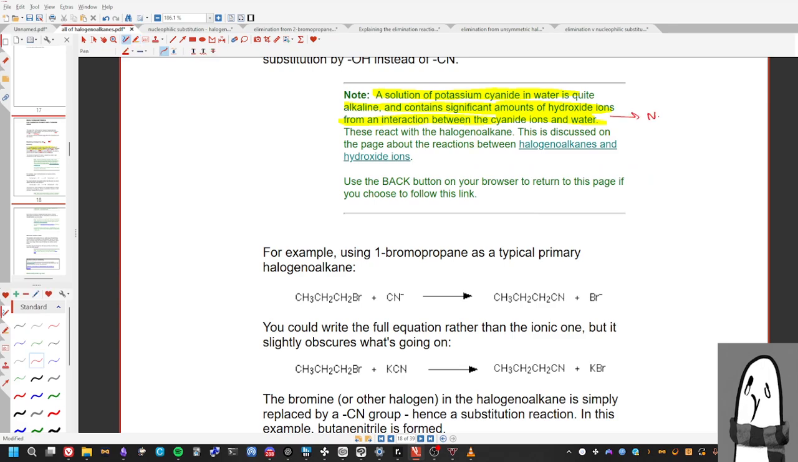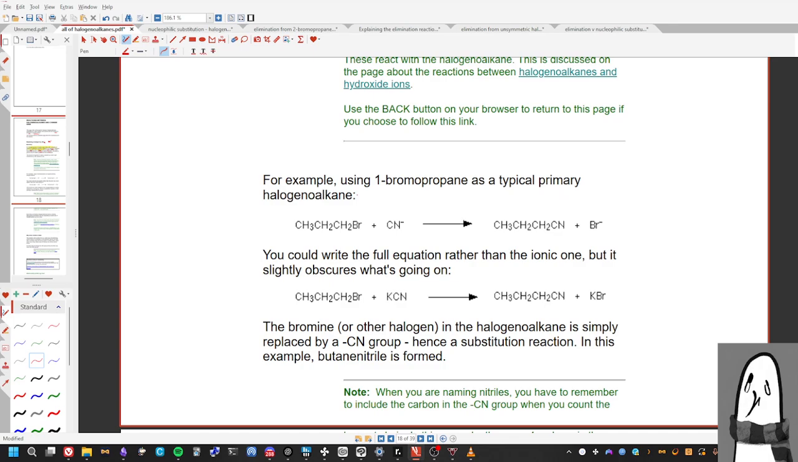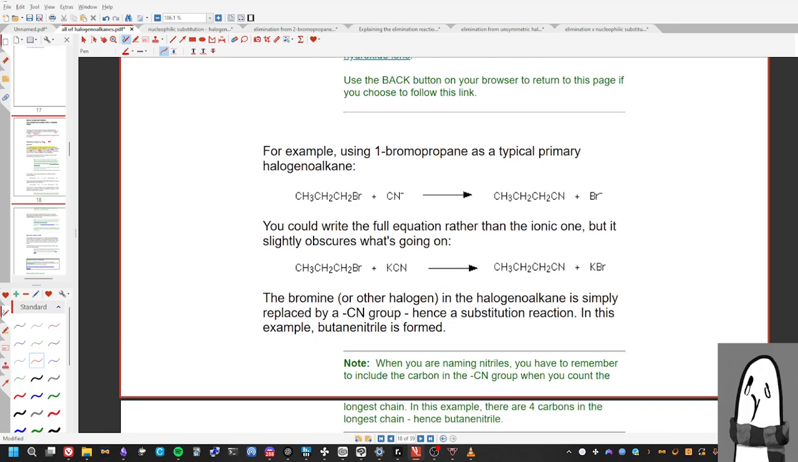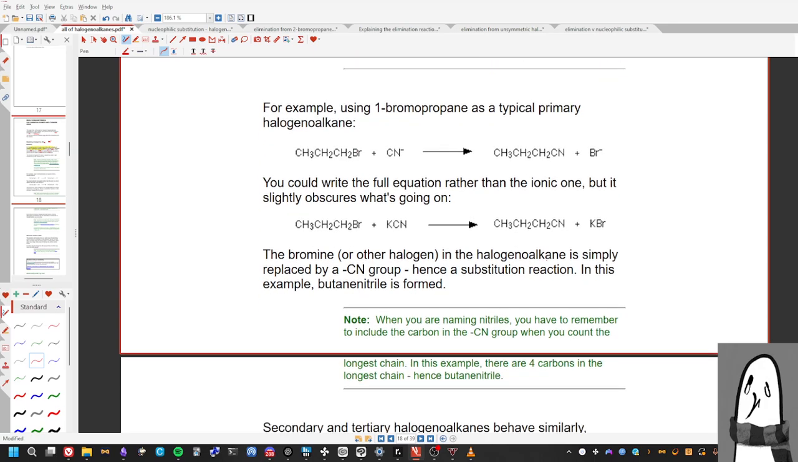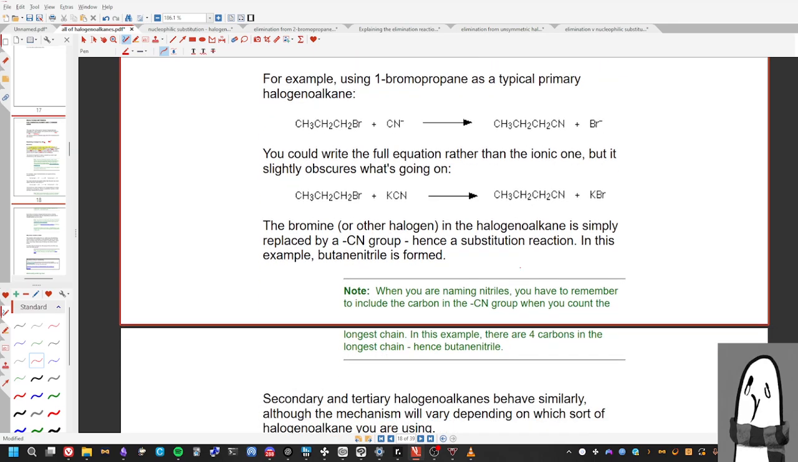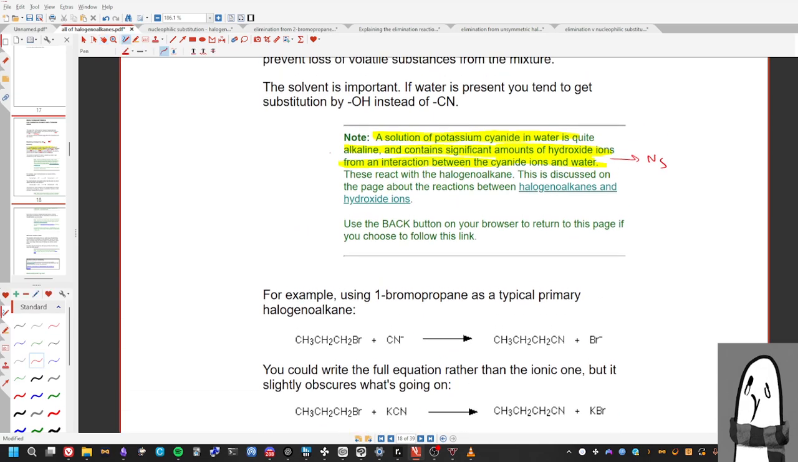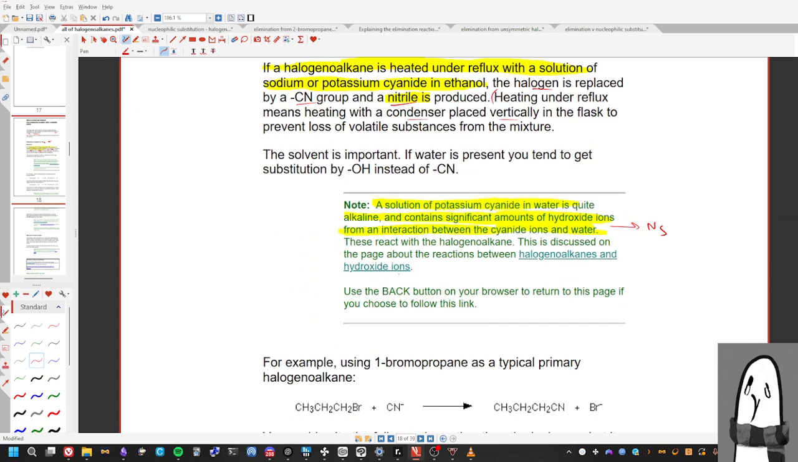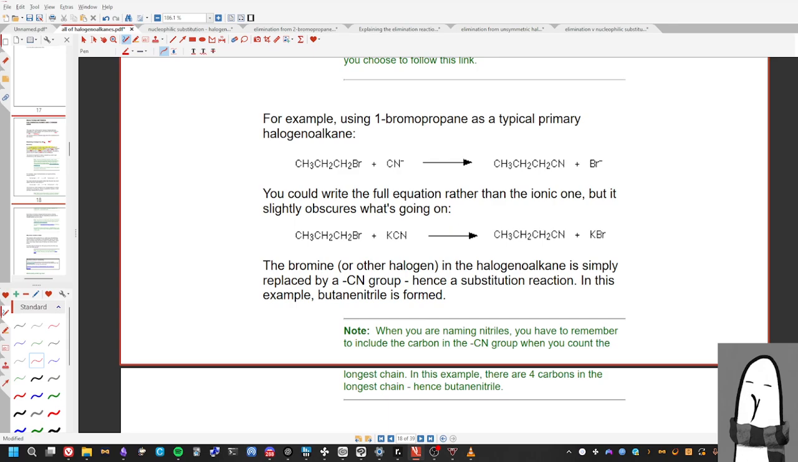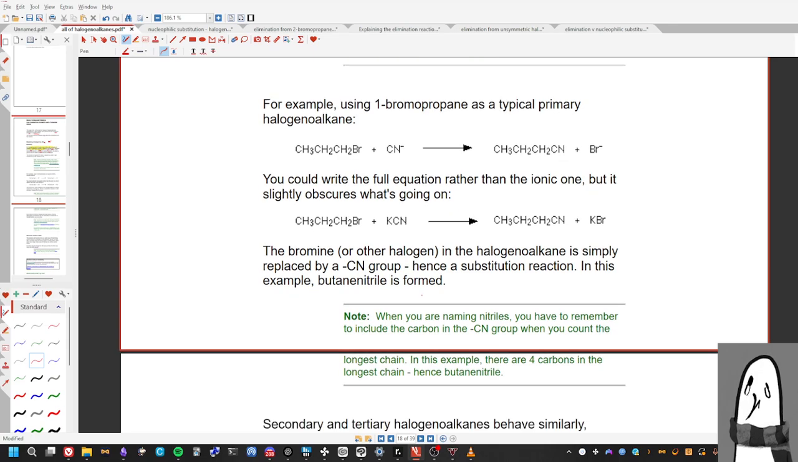We'll just call it NS. Using 1-bromopropane as a typical halogenoalkane, Br gets replaced with CN, giving the full ionic products KCN and KBr. The bromine, or other halogen in the halogenoalkane, is simply replaced by CN, hence a substitution reaction. Notice that for all of these we have not seen a change in the halogen; it's been bromine every single time. This is how you know every halogen acts the same way.